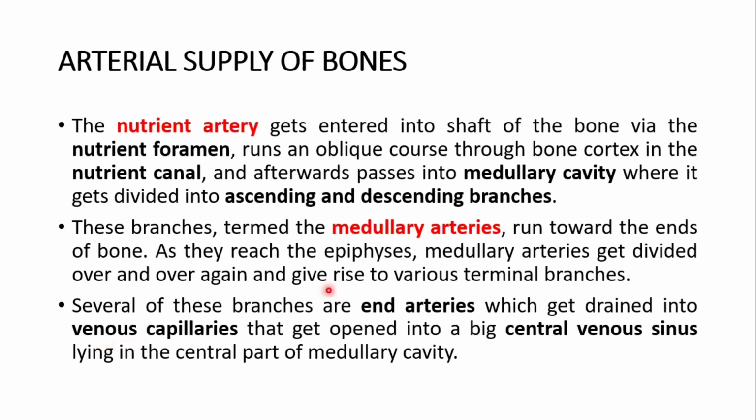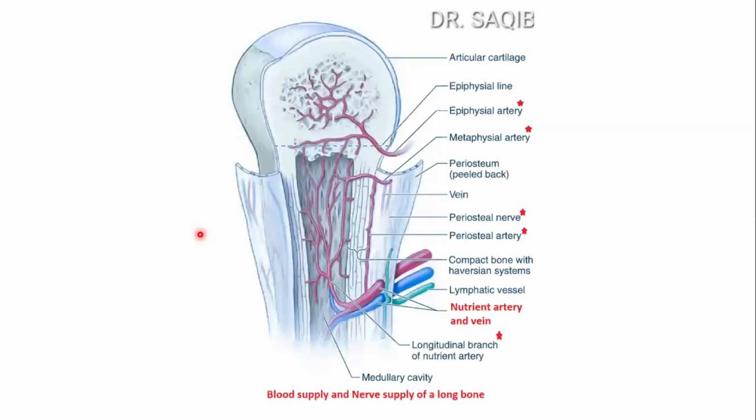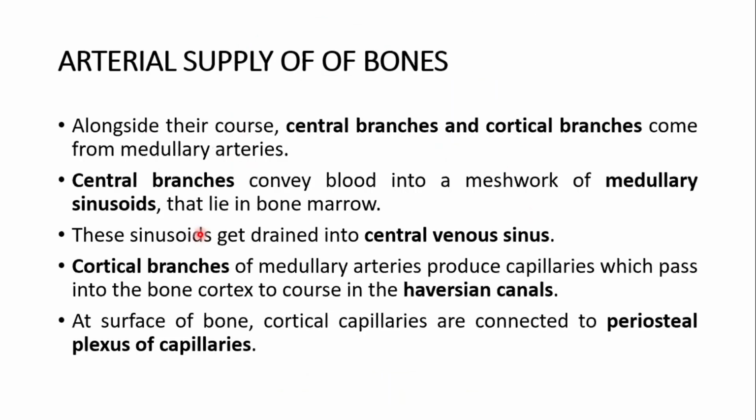And the arterial supply of the bones continues. A few of the branches of the medullary arteries make an anastomosis with the terminal branches of the metaphyseal and epiphyseal arteries. This establishes a key collateral route for the blood supply to the shaft of the bone in case a medullary artery gets damaged in a bone fracture. Here you could see this.